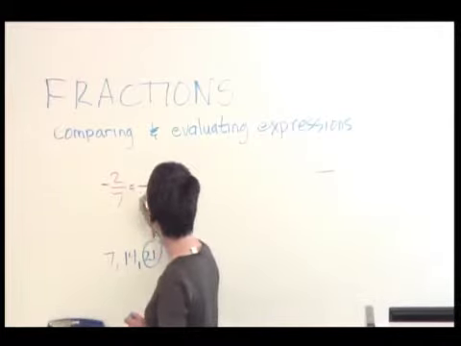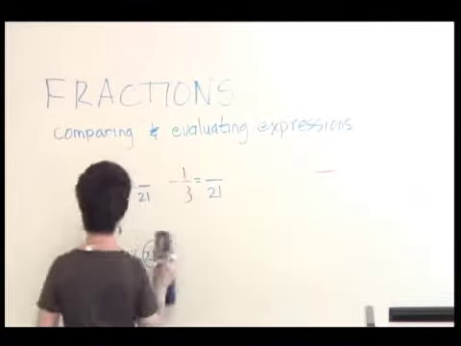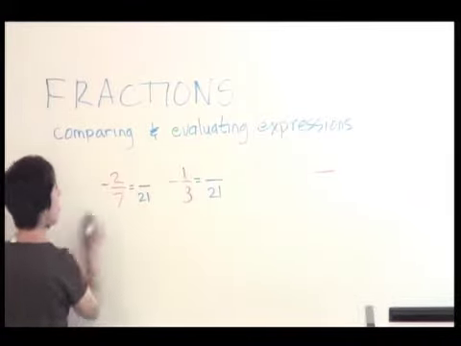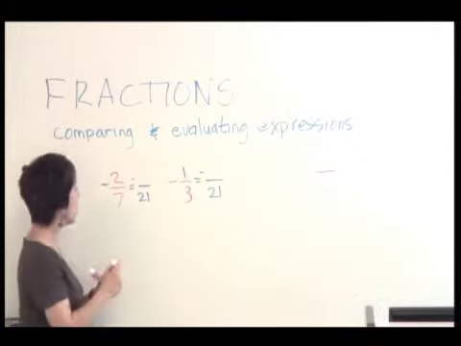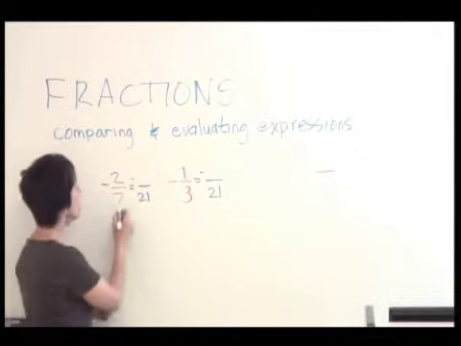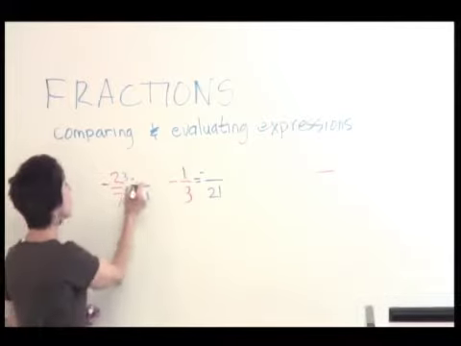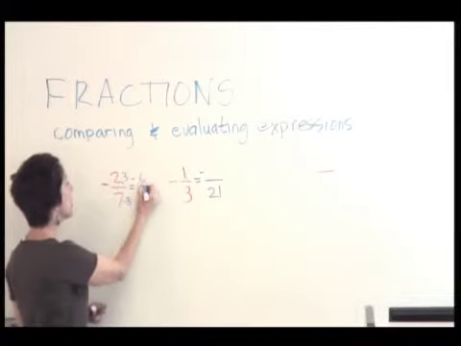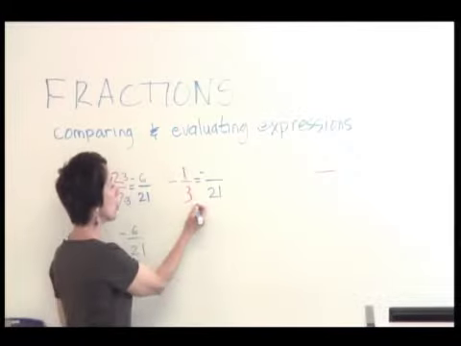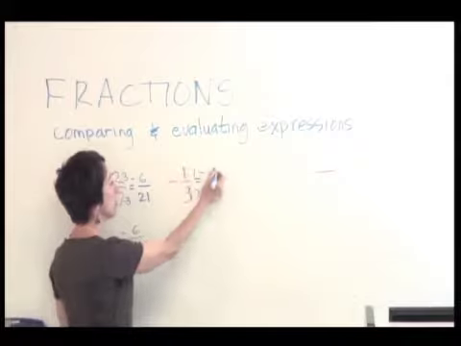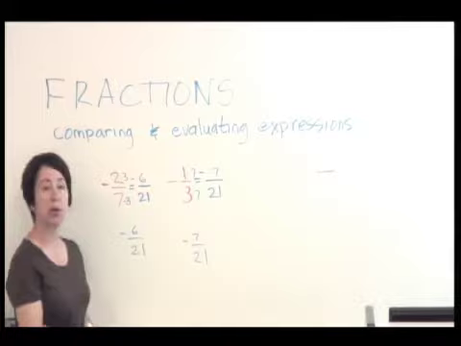So let's just, I'm going to put my negatives over there before I forget them. Okay, to get to 21 from 7, I had to multiply by 3. So I multiplied the numerator by 3 as well. So negative 2 over 7 is the same as negative 6 over 21. And to get to 21 from 3, I've got to multiply by 7. So negative 7 over 21 is the same as negative 1/3.